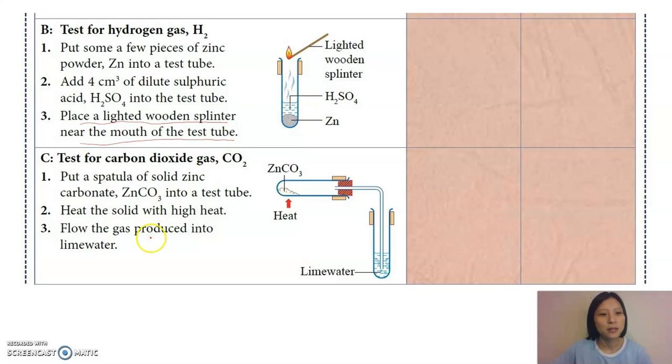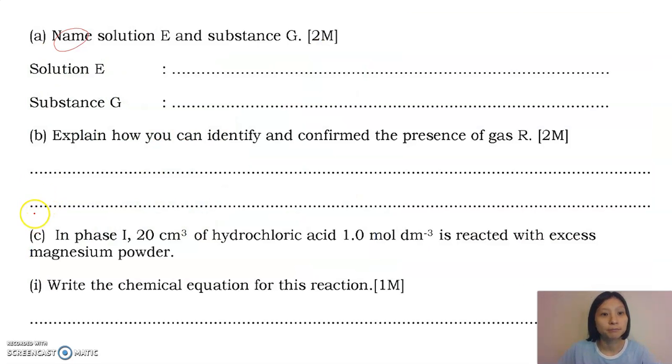So normally these kind of questions will give you 2 marks. First mark will be for what you do, and the second mark will be for the observation. So first mark is place a lighted wooden splinter near the mouth of the test tube. And the second mark is a pop sound is heard, confirming that it is hydrogen gas. Okay, let's look at question C now.